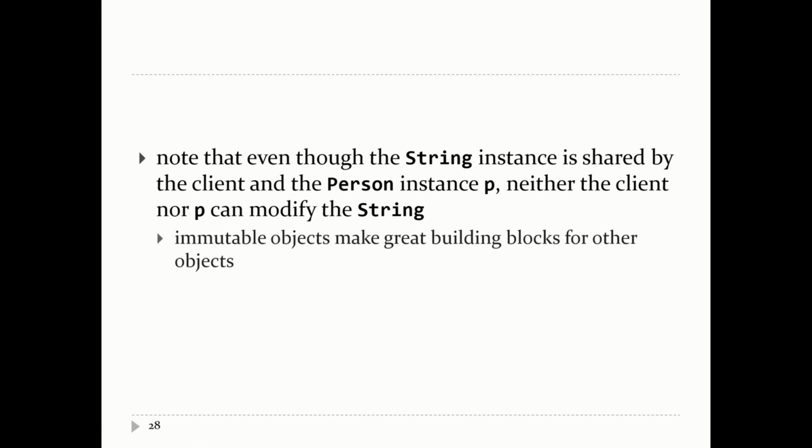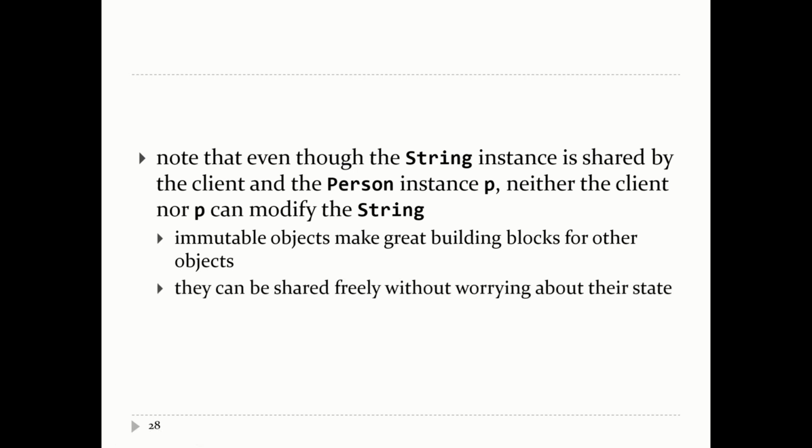And so what does that mean? It means it makes your life a lot easier when you try to debug your code. If you can afford to use immutable objects, then they make very nice building blocks for making other objects. You never have to worry about the string changing, so you don't care about its state. It's always the same, and so you can freely share those objects without worrying that they're going to change on you.